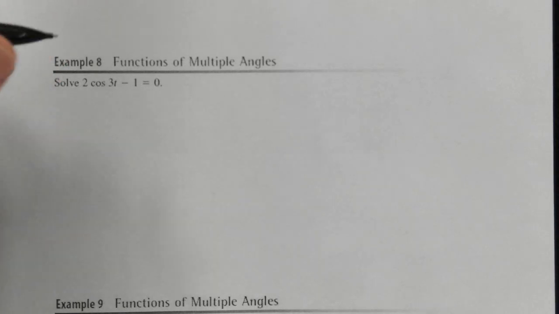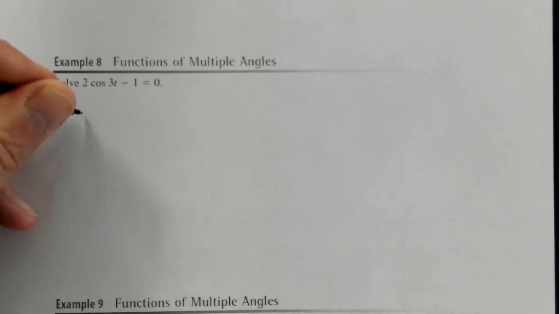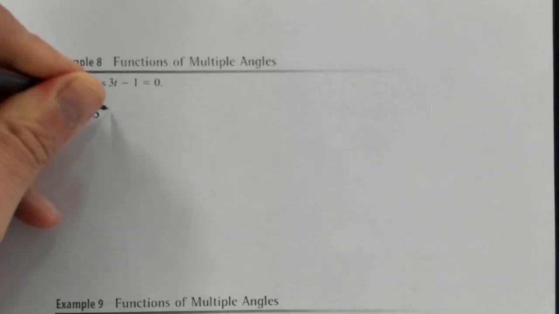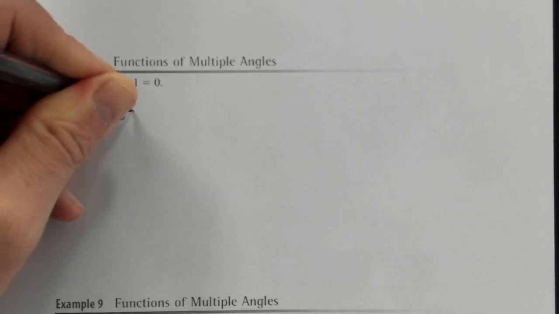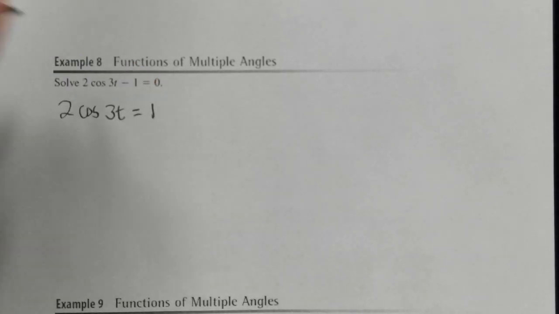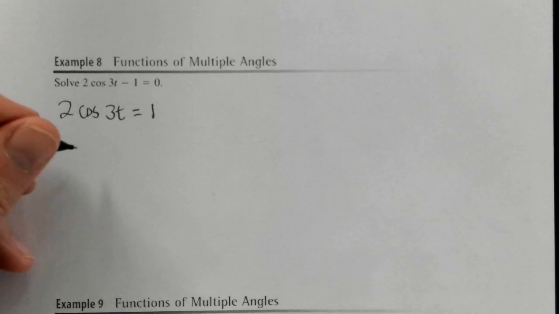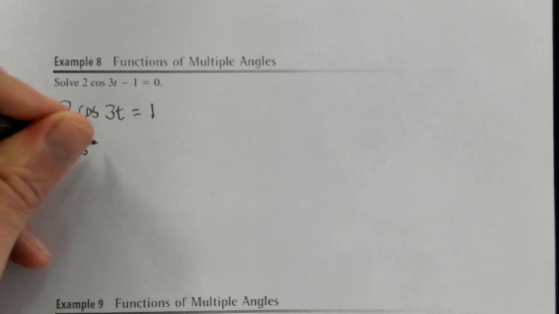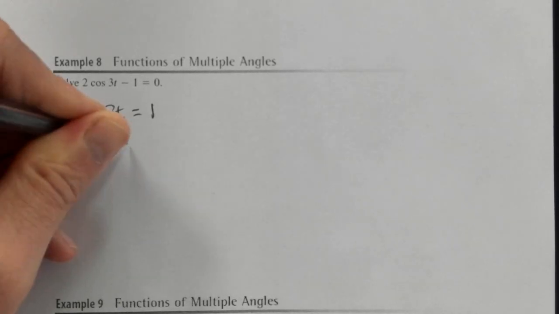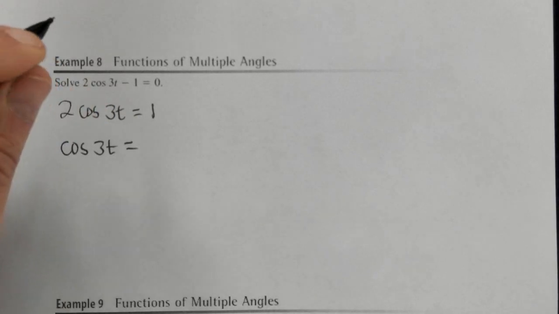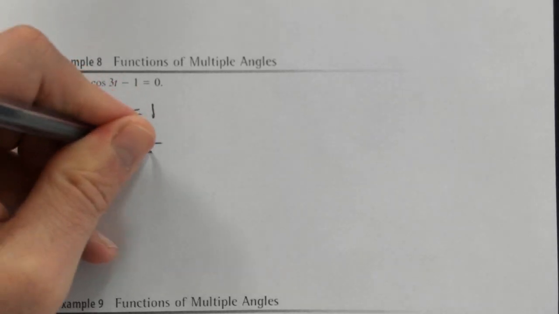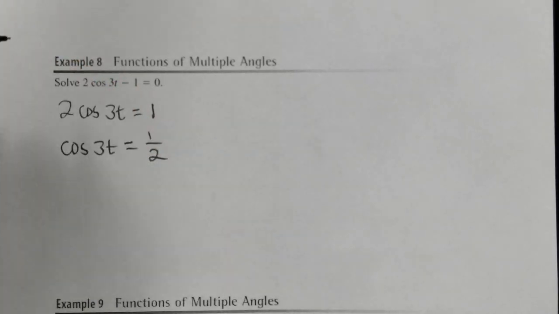All right, so the first thing I'll do here is 2 cosine 3t equals 1. So I'm moving that 1 over to the other side. We can divide by 2. So the cosine of 3t equals 1/2.